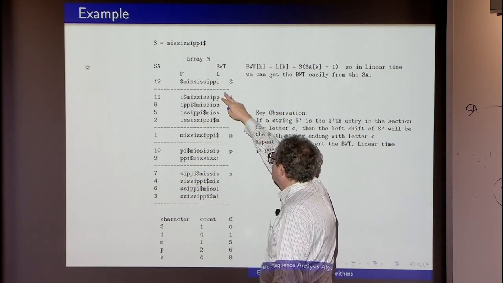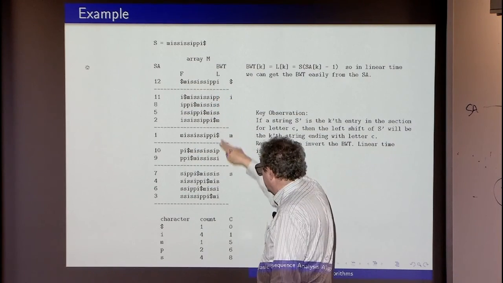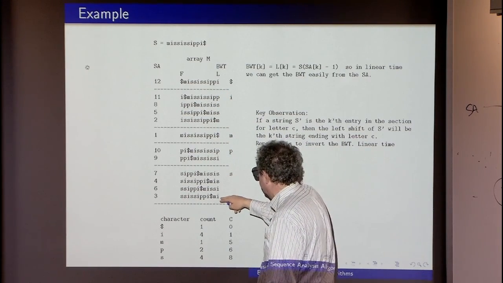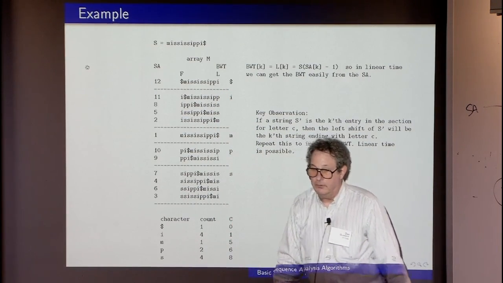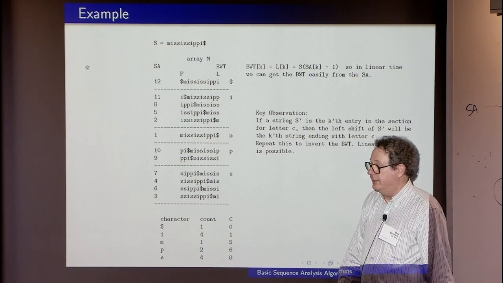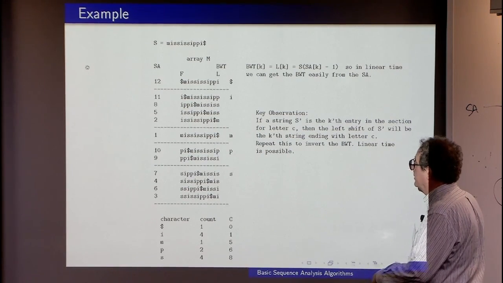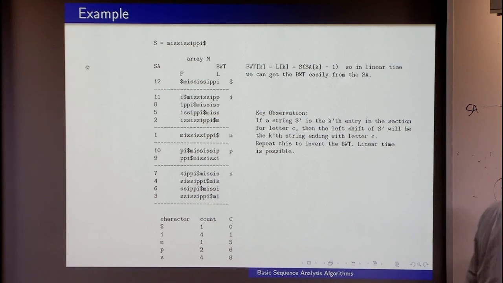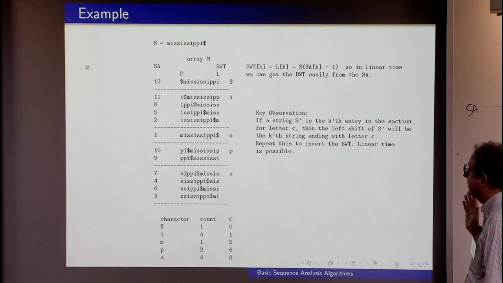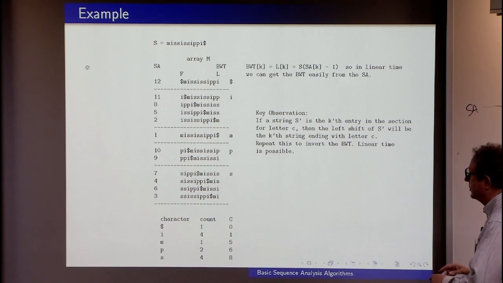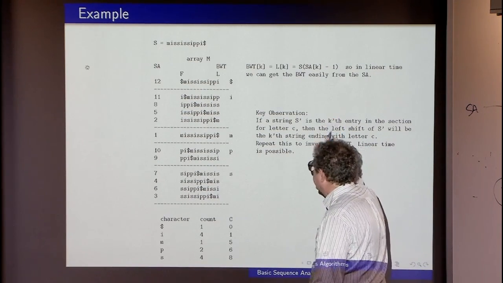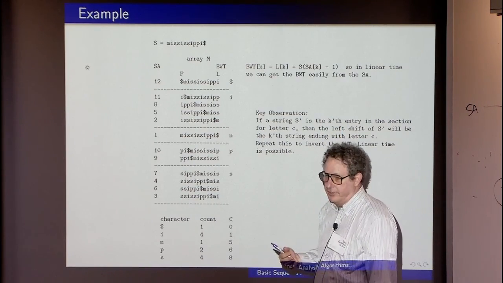Okay, but we want to go backwards. We have this Burrows-Wheeler transform string, and we want to go backwards. Okay, so there are various ways of doing this. The classical way that's described in the literature is not obviously doable in linear time. So I don't like it. But let's try to use this to do the inversion.